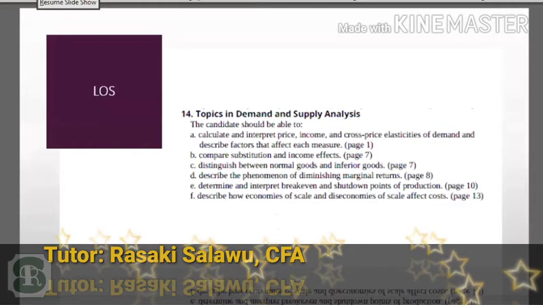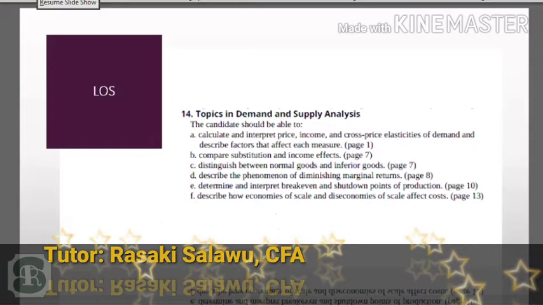Then secondly, we'll talk about what we call substitution and income effects. Then we're also expected to be able to distinguish between normal goods and inferior goods. Then we're expected to be able to describe the phenomenon of diminishing marginal returns.